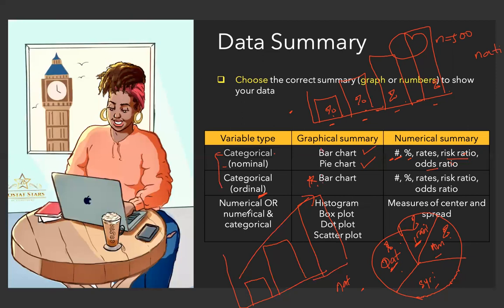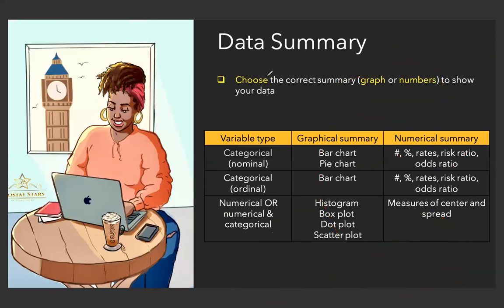Now, what about if we have a numerical variable only, or if we have a mixture of numerical and categorical? Well, if we have a numerical and categorical variable, then we could choose from these ones, right? We could use a histogram or a box plot or a dot plot or a scatter plot. Now, some students ask, okay, which one do we choose when we see a question? What is going to guide you is what the question is asking you about, because all of these different graphs really show you different things.